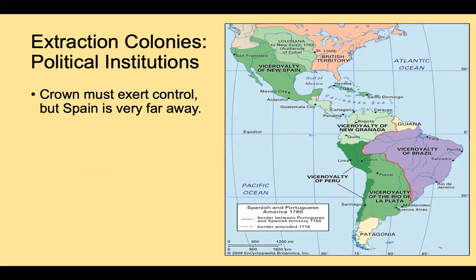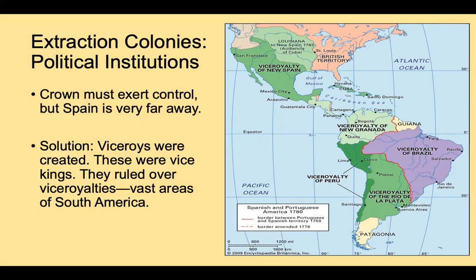And so the main way that Spain and Portugal did this was through these political institutions that began with the viceroyalty. And the viceroyalty was basically like a mini crown. These were essentially domains of the colonial world that corresponded to individual viceroys that were created and functioned as vice kings. Basically, they duplicated the authority of the king or the crown, and in doing so they ruled over vast areas of South America. These areas were themselves viceroyalties ruled over by viceroys.